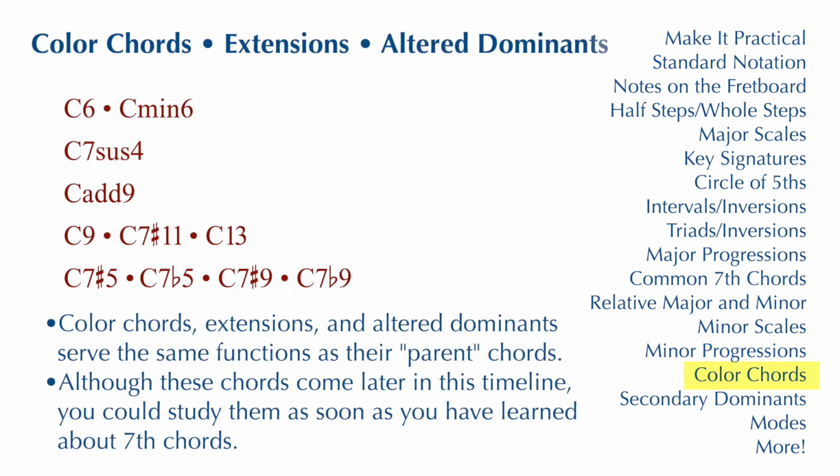Once you're comfortable with seventh chords, you could learn about color chords, extensions, and altered dominants. Color chords are chords like major 6 or minor 6, suspensions, or add chords. Extensions are chords such as 9th, 11th, and 13th chords. And in altered dominant chords, you will often see a dominant 7 with a raised or lowered 5th or 9th.